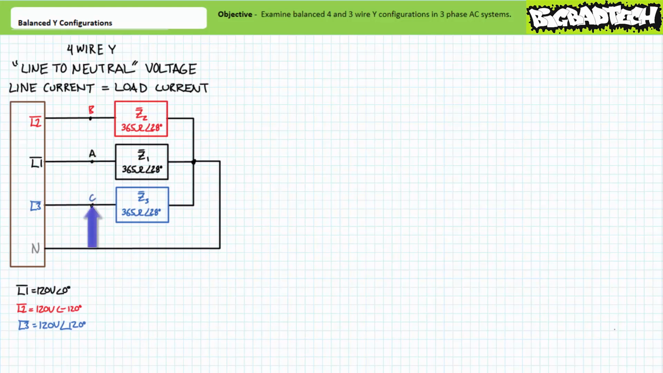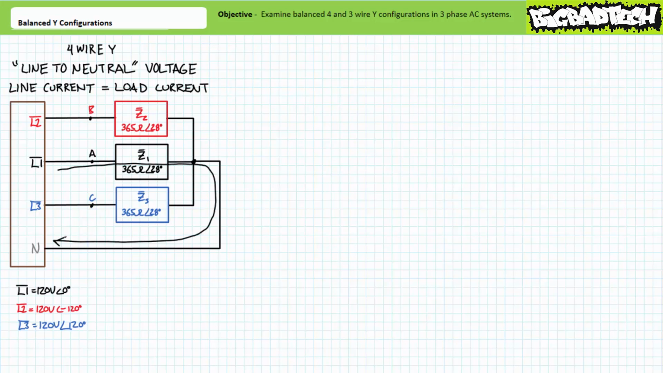Finally, source L3 establishes a differential of 120 volts at an angle of 120 degrees between node C and node N. Load impedance Z3 goes from node C to node N. It makes sense that the voltage across load impedance Z3 is therefore 120 volts at an angle of 120 degrees.